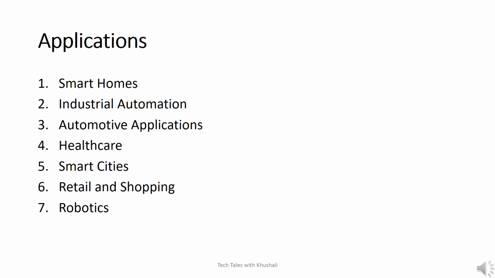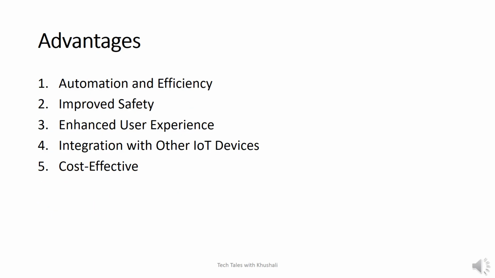And the seventh application is robotics. They are key for robots to sense obstacles in their path, helping them navigate environments autonomously. And in collaborative robots, that is cobots, they help detect human presence to ensure safety and prevent accidents.